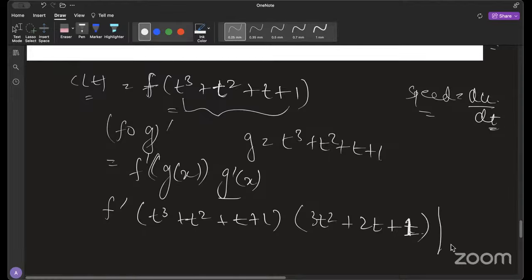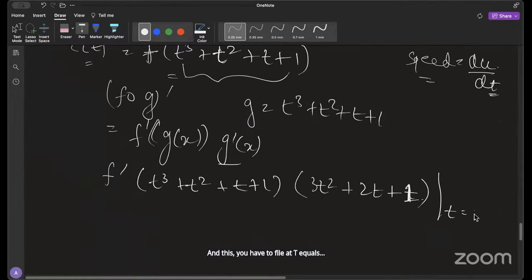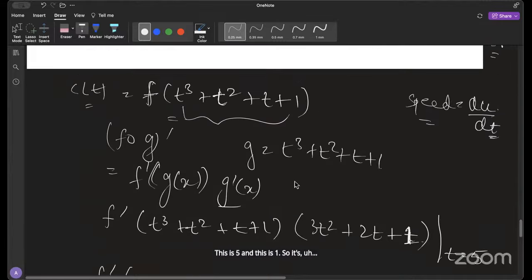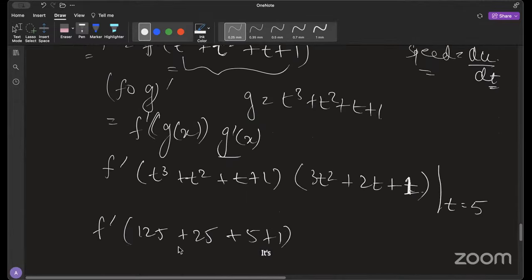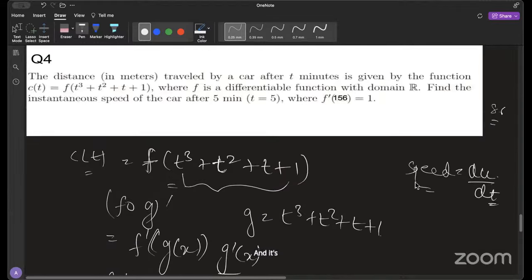And this you have to find at t equals 5. Right. So 5 cube is 125. This is 25, this is 5 and this is 1. So this total is 156. It's f dash of 156 and it's given to be 1.